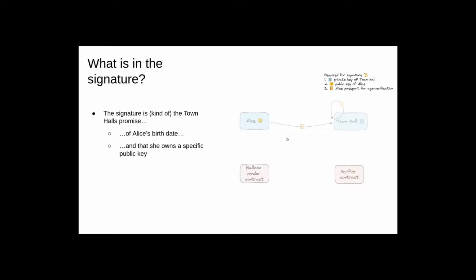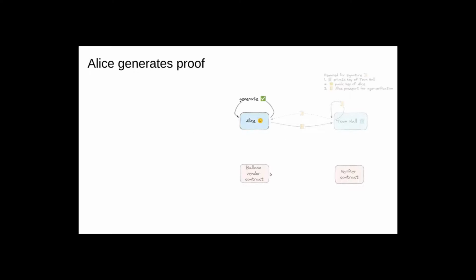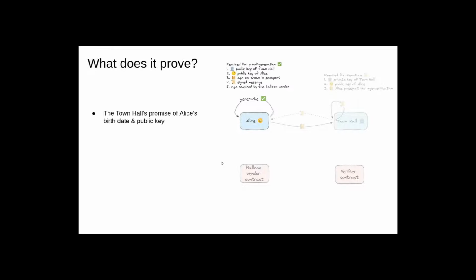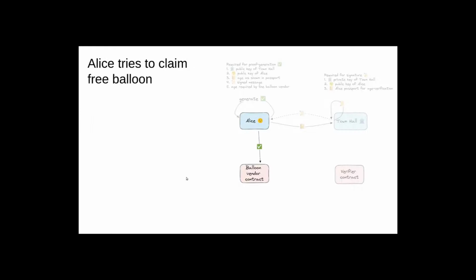When Alice has this, she can generate a zero knowledge proof. The zero knowledge proof uses the town hall's promise. It also proves that she is eligible to get the free balloon, so she's under 10 years old. And that's all in the proof. She then uses the proof to call the balloon vendor contract.